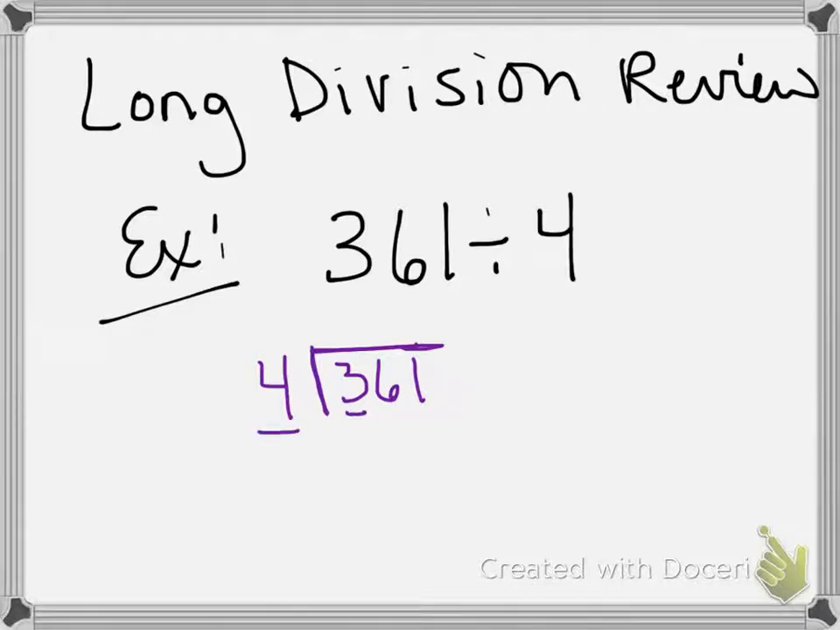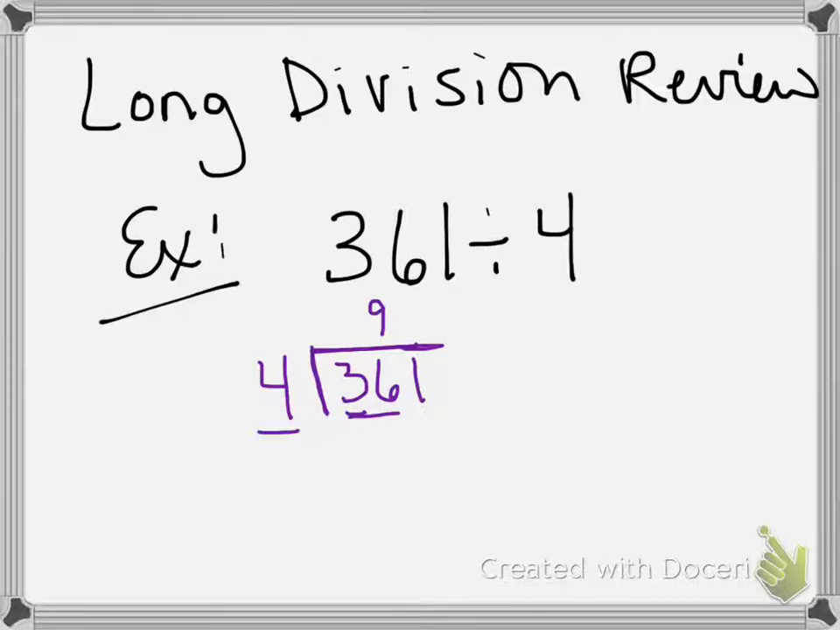So if I'm going to divide this, the first thing I say to myself is, does 4 go into 3? No, it doesn't. So does 4 go into 36? Yes, it does. So the question I ask myself is 4 times what equals 36? 4 times 9 equals 36. And notice that I'm lining the 9 up above the 6 because the 4 had to go into the 3 and the 6 both, not just the 3.